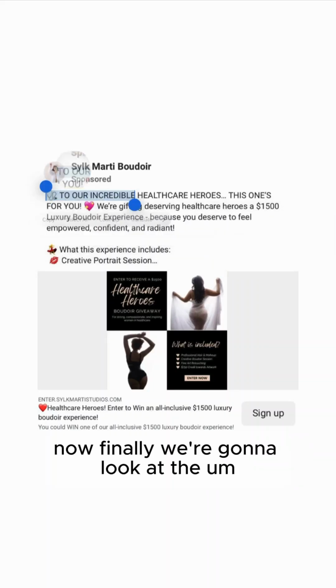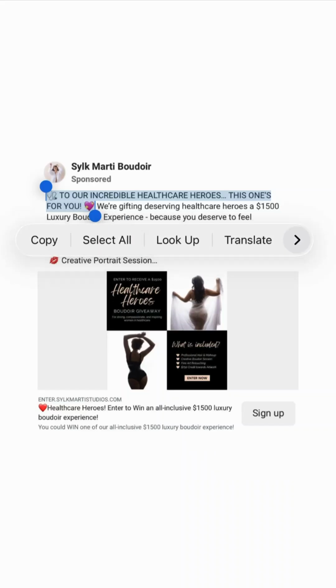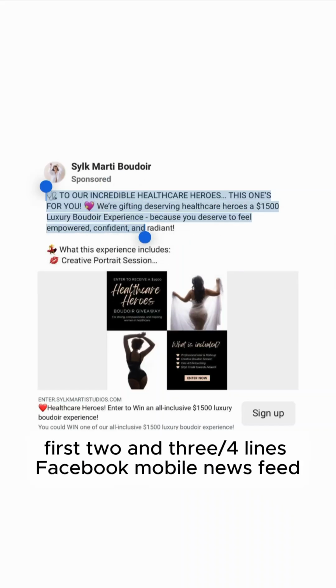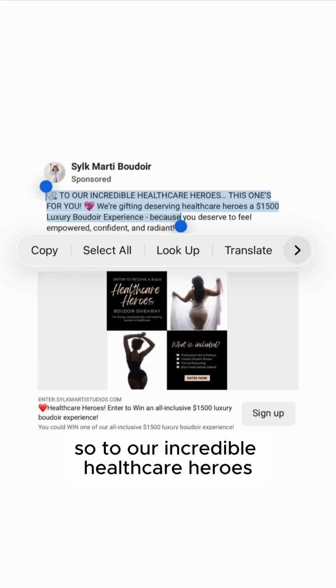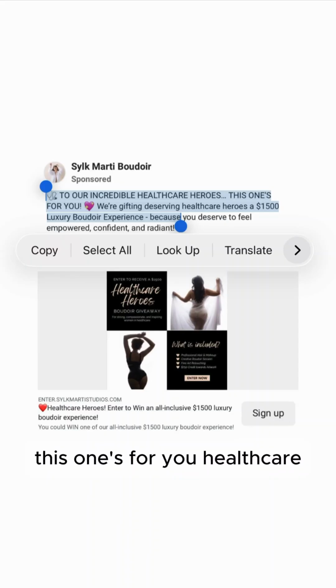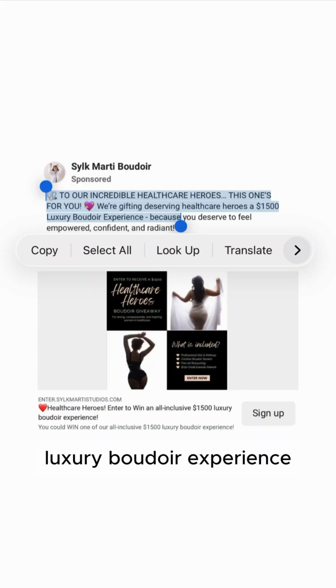Now, finally, we're going to look up here. See more headline, first 2 3/4 lines, Facebook mobile news feed. This is the only thing that will show up actually on Facebook. So to our incredible healthcare heroes, this one's for you. Healthcare heroes for gifting. Does everyone have a $1,500 luxury boudoir experience?